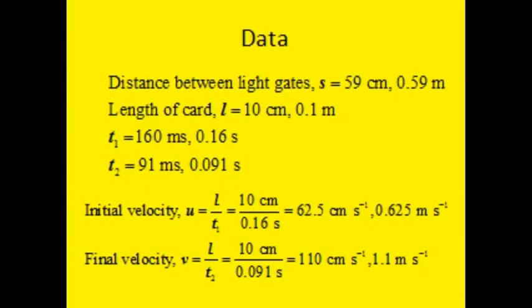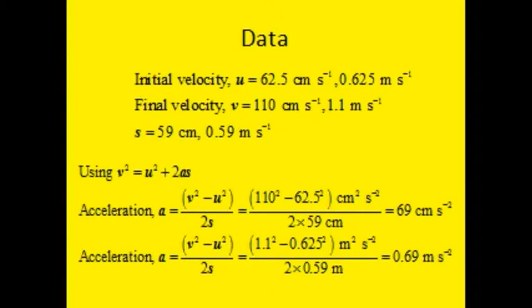We record the data, and from the data we can calculate the initial velocity to be 0.625 meters per second and the final velocity to be 1.1 meters per second. Now, using v squared equals u squared plus 2as rearranging formula, we can also calculate the acceleration as 0.69 meters per second squared.